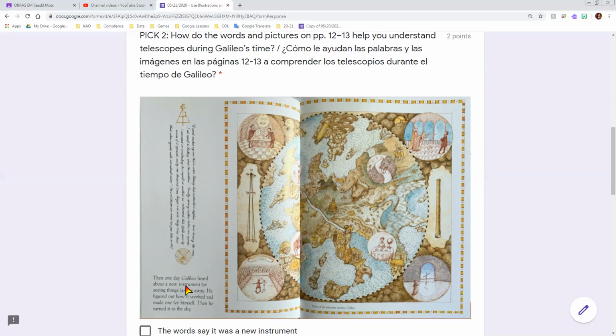So my first thought was a new instrument for seeing things far away. I already know, just based on the words, what instrument we can see far away with. So I know that that's the telescope. So I know that he turned to the sky, meaning he started observing the sky, observing what the stars did and how the earth moved, how we rotated around the sun.